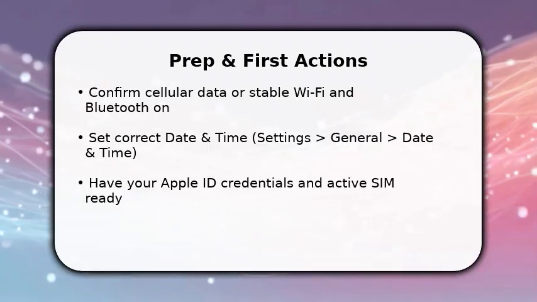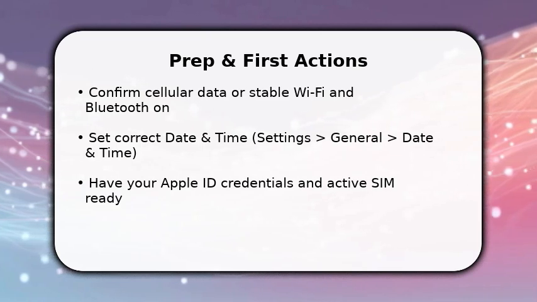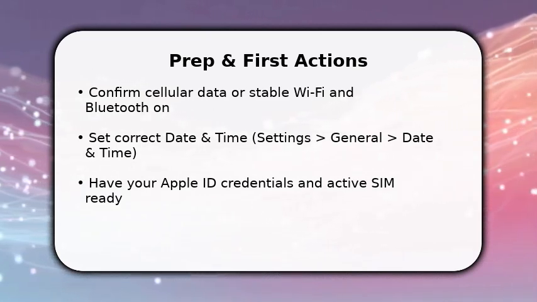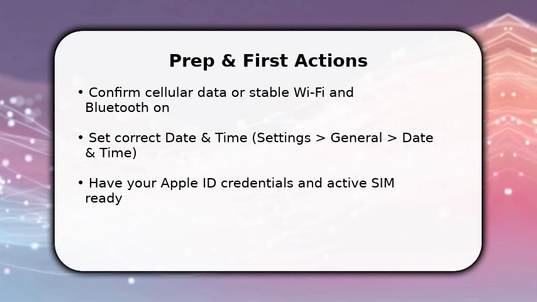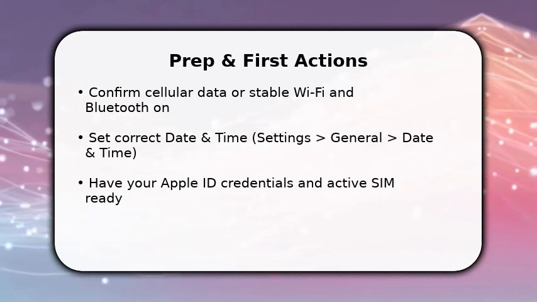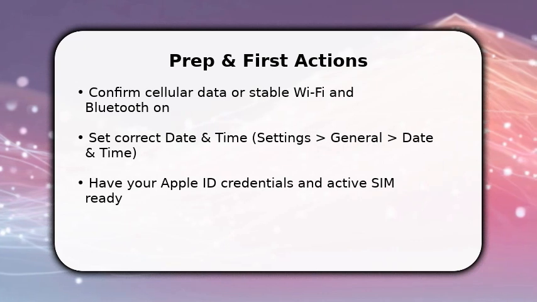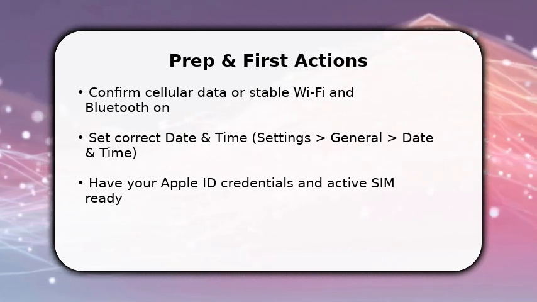You start by verifying the basics that matter for activation. Make sure you have cellular data or reliable Wi-Fi and that Bluetooth is on. Next, set your date and time to automatically update. Activation can fail with wrong timestamps.